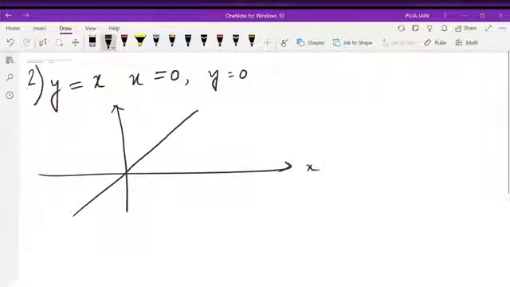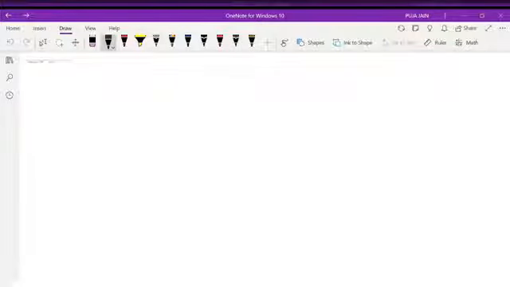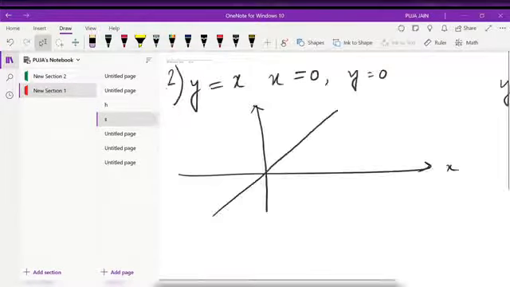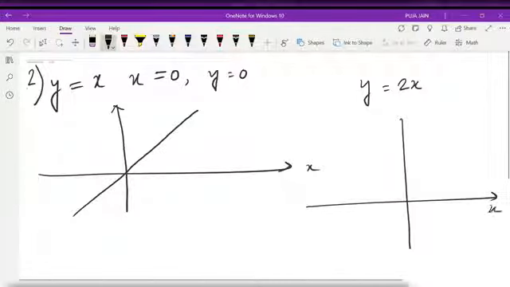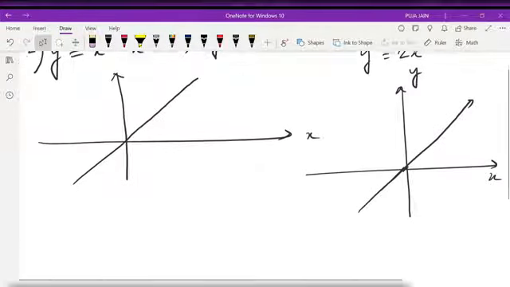Now if I say that y equals 2x, then what will you say? What will be the graph for y equals 2x? Same graph. We will get the same graph for y equals 2x, the graph which is passing through the origin. So whether it is y equals x or y equals 2x, we are going to get the same graph.